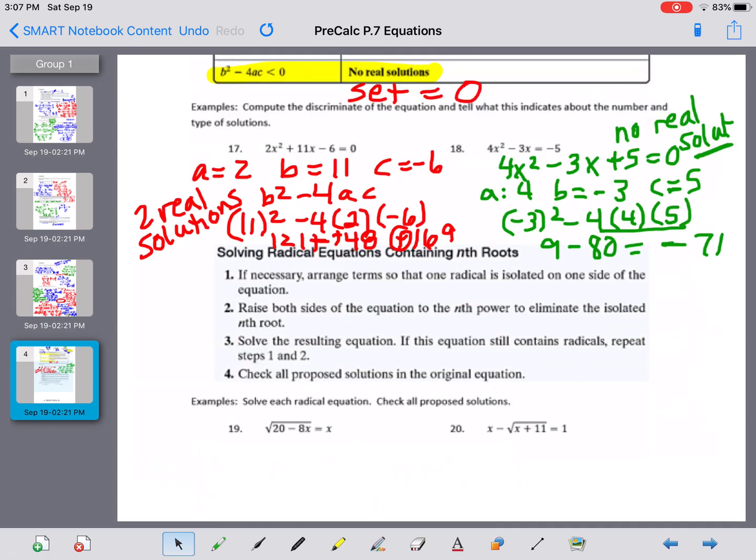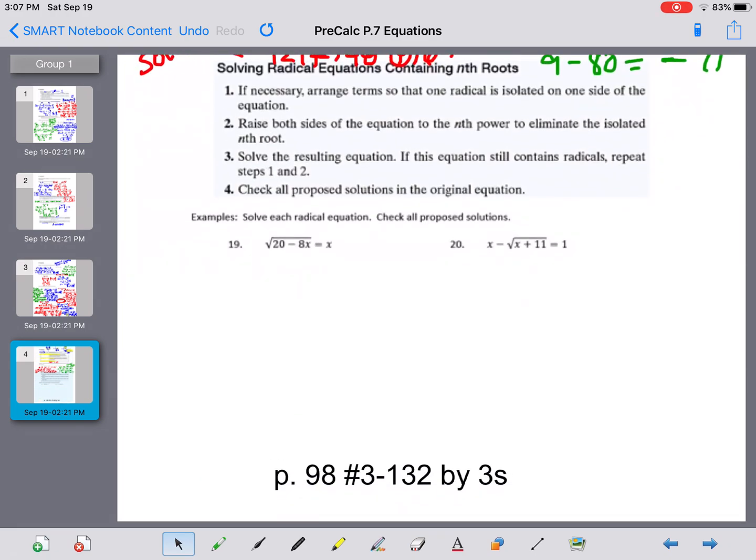All right, last and final method we need to go over is solving radical equations, okay? And you can do a radical equation whether it is the square root, the third root, the fourth root, the fifth root, whatever, all of those are possible, okay? What you need to do is, as much as possible, arrange your equation so one radical is isolated on one side of the equation. So get your radical by itself, okay?